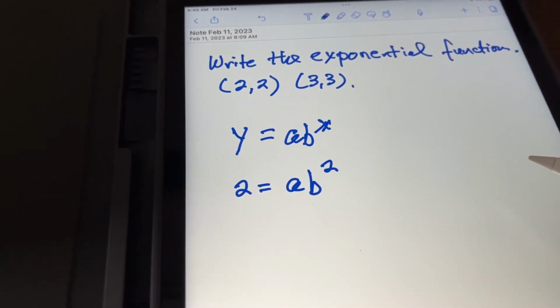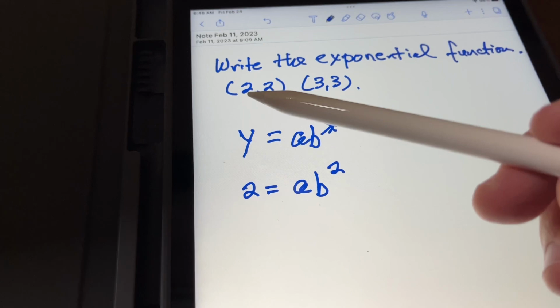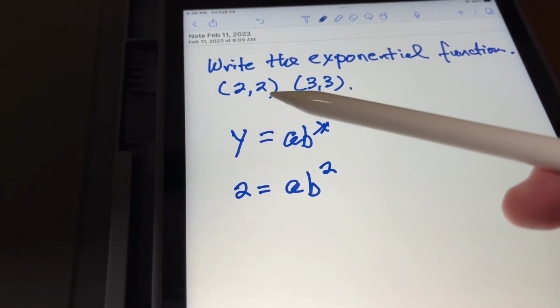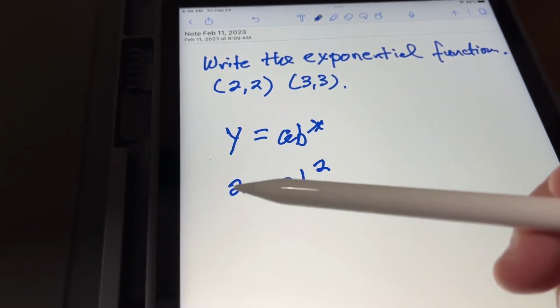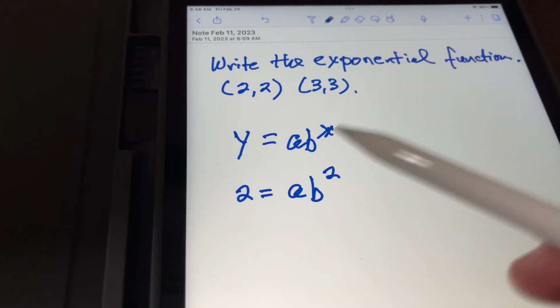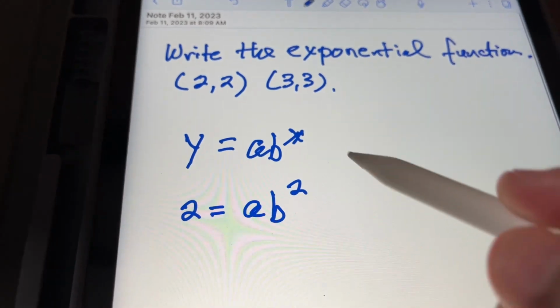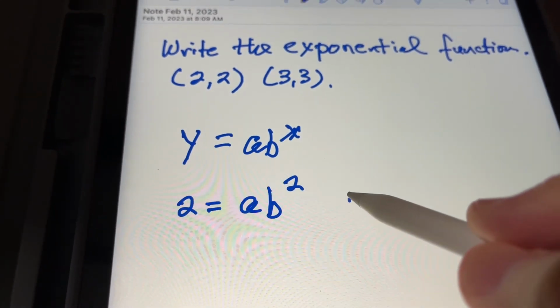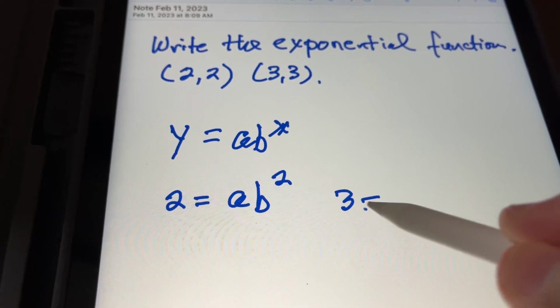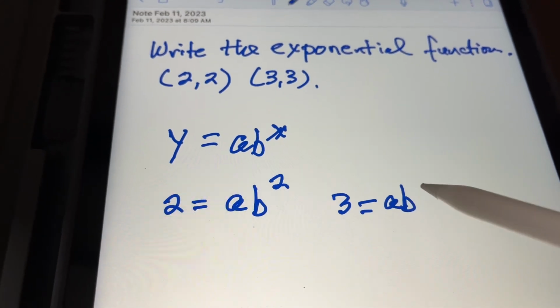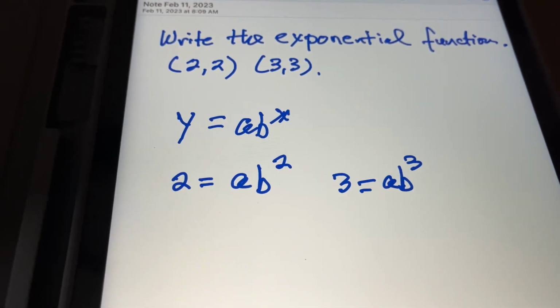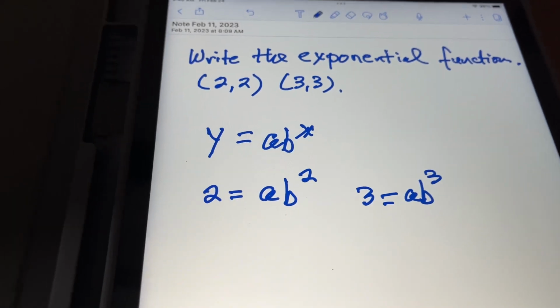So notice I put 2 where x is because 2 is an x value here, and 2 is a y value, so I put 2 there. So I have that. Now I want to do the same thing for (3, 3). So I'm going to put 3 in y's place, and then I have 3 in x's place, so I just substitute those in there.